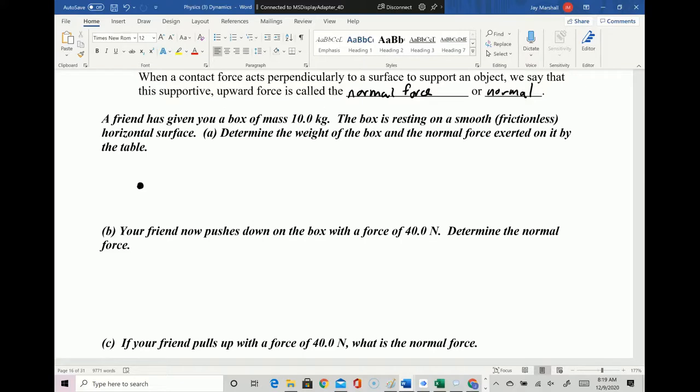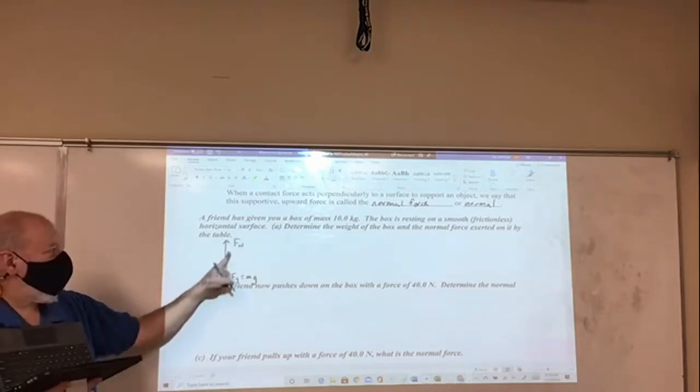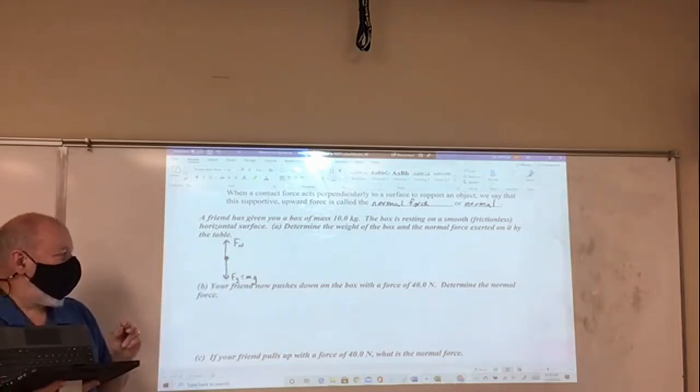What forces are acting on my box? Come on, guys. What forces are acting on my box? And that equals mg. And what force is pushing up? The normal force. Force normal. Okay? It's not accelerating, so I know these things have to be balanced.